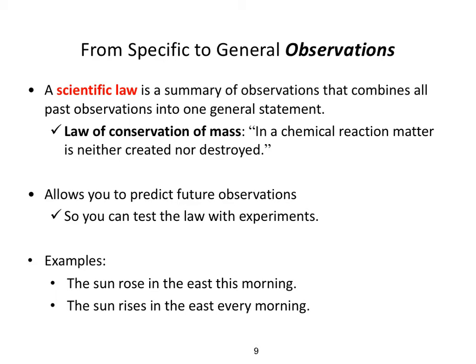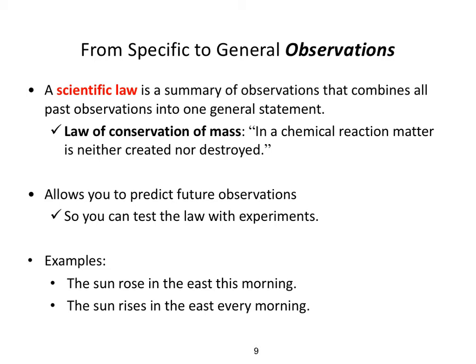And so, after making many, many observations, you can then collect those and summarize them into a scientific law. In this case, the law of conservation of mass. Now, laws are a lot more useful than observations because they allow us to make predictions. Right? For example, the sun rose in the east this morning. That would be an observation, right?